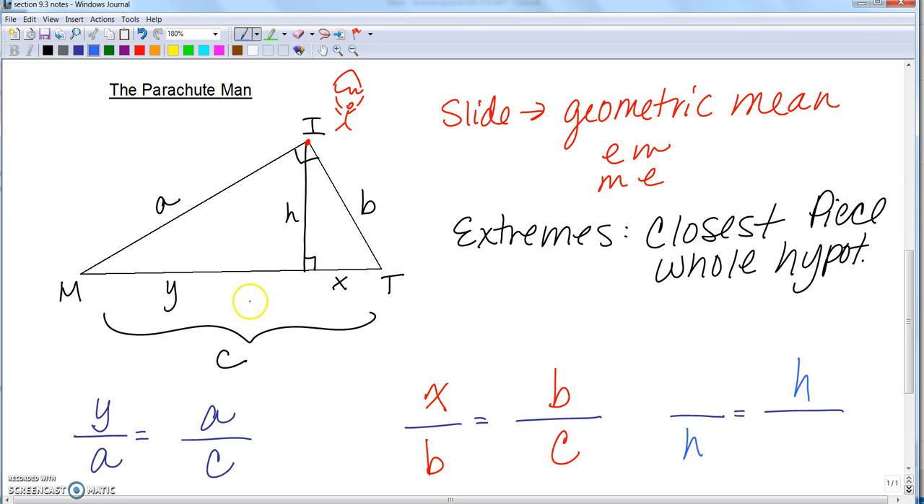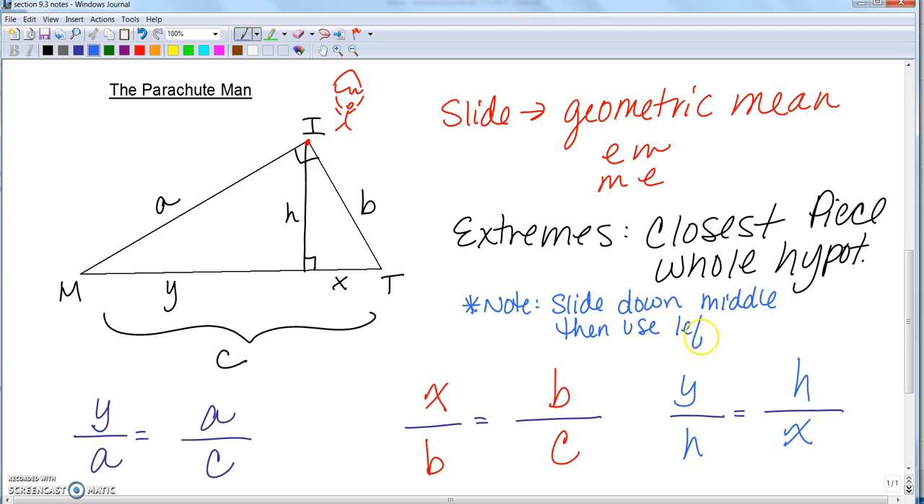So that's how you know, since they both are the closest piece, those are the two you use, left and right. You don't use the whole hypotenuse when you slide down the middle. So let's make a little note here. If you slide down the middle, then use left and right pieces. Okay?